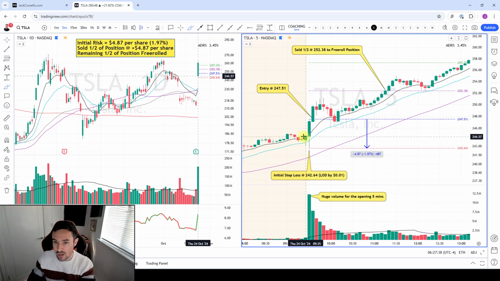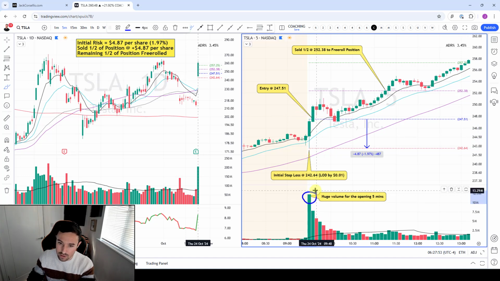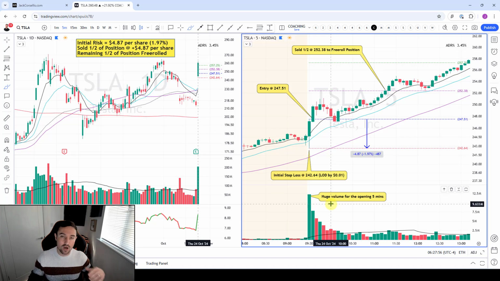So what does Tesla do? Well, the opening price is here at around about 244. It then trades down and reverses really strongly, and if you think about the range of this bar, it's closing in the upper 90, if not 95%, of the range of this bar. So it's a really strong bar. And look at the huge relative volume. This is something to look for, huge relative volume.